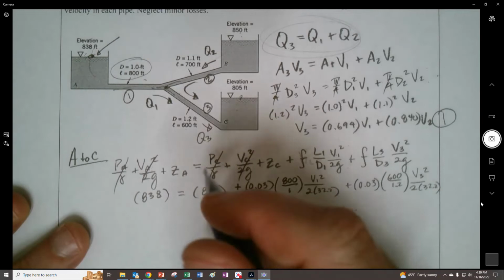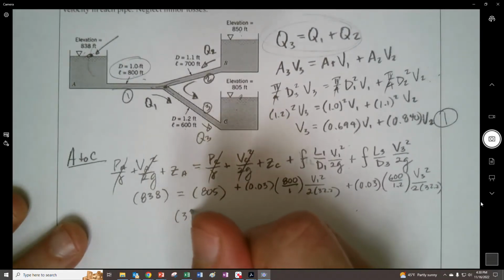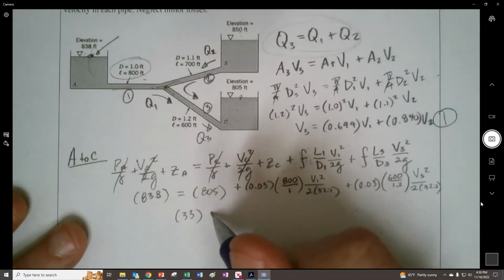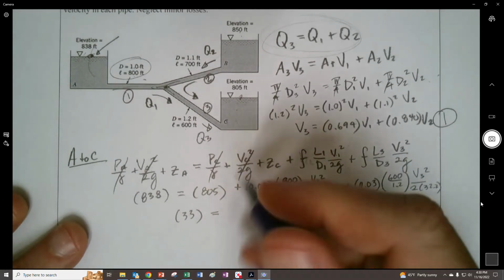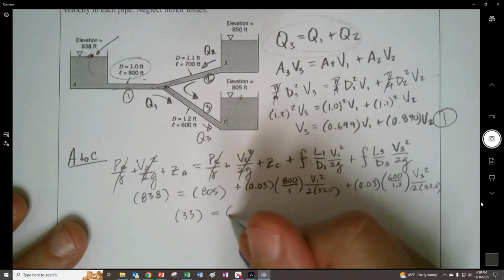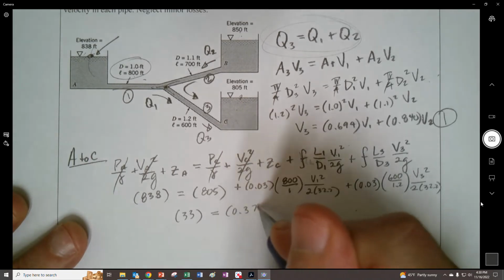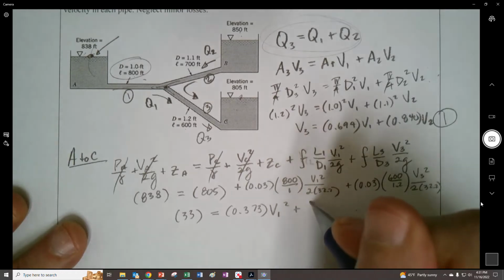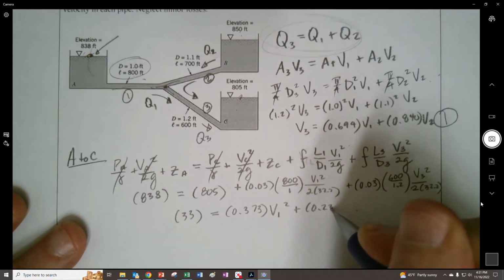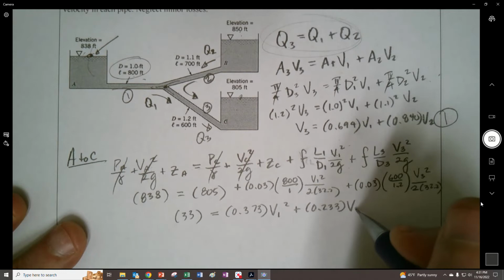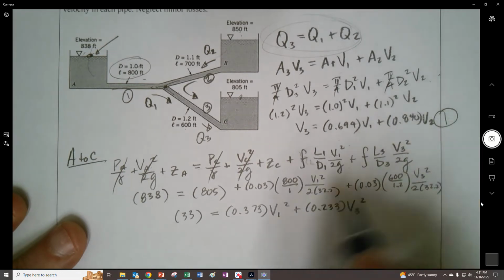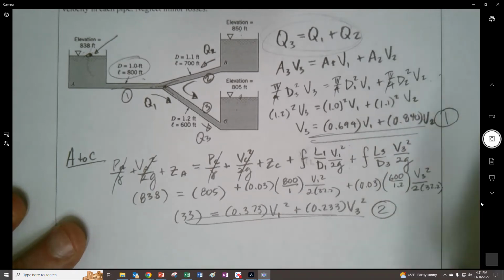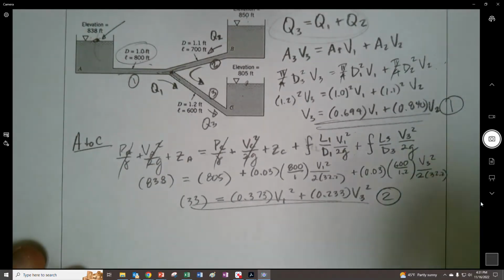So work all this through, and we're going to have 33 feet. That's just that one, this one minus that. It's going to be equal to, and we get values of 0.373 V1 squared plus 0.233 V3 squared. I'll underline these, and that's equation 2. One last one we have to do.